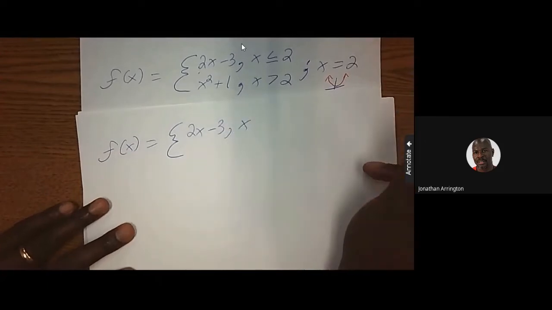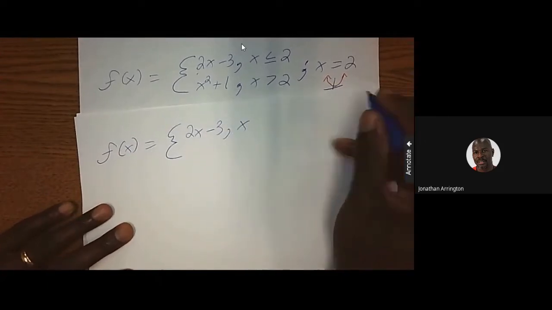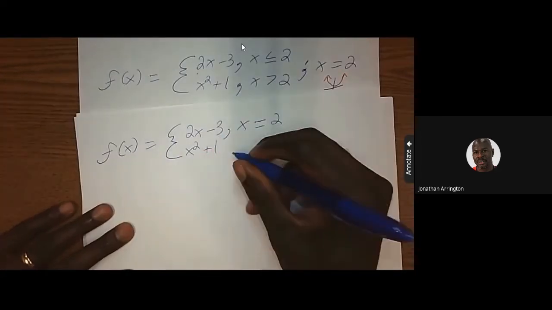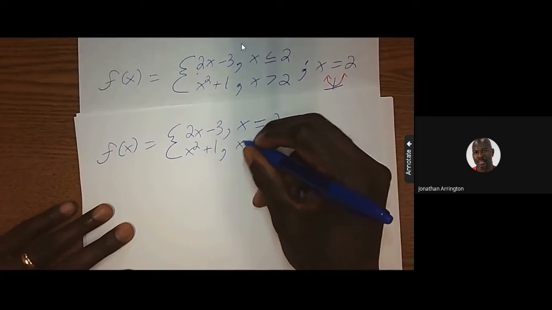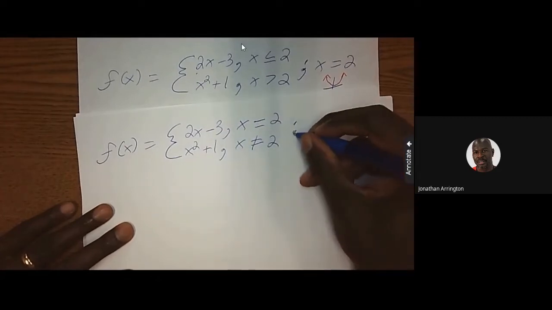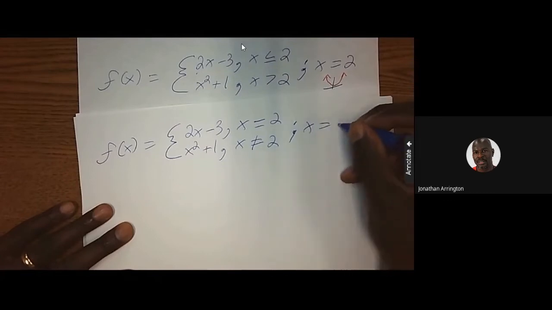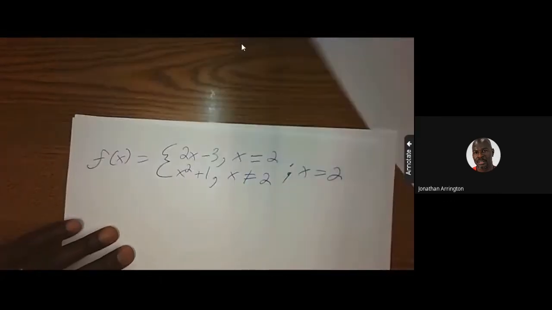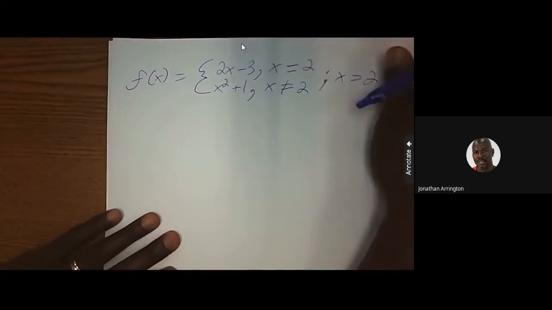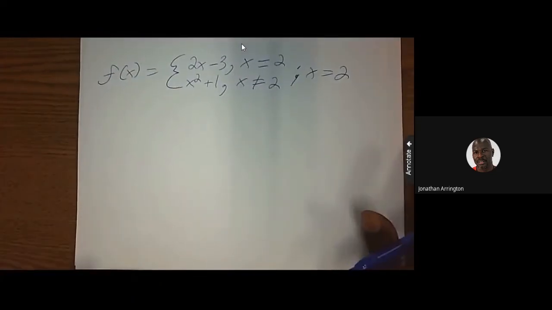So let's say 2x minus 3 when x is equal to 2, and x squared plus 1 when x is not equal to 2. And we'll check continuity at x equals 2. All right, so the understanding will come from the graph. And again, we talked about these graphs of piecewise functions before.